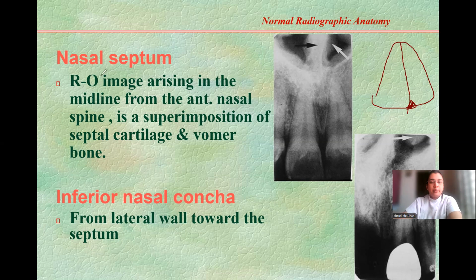So it's radio-opaque. Why is it radio-opaque? Radio-opaque image arising in the midline from the anterior nasal spine. It is a superimposition of the septal cartilage and the vomer bone. The vomer bone is behind. Right? This is the nasal septum.